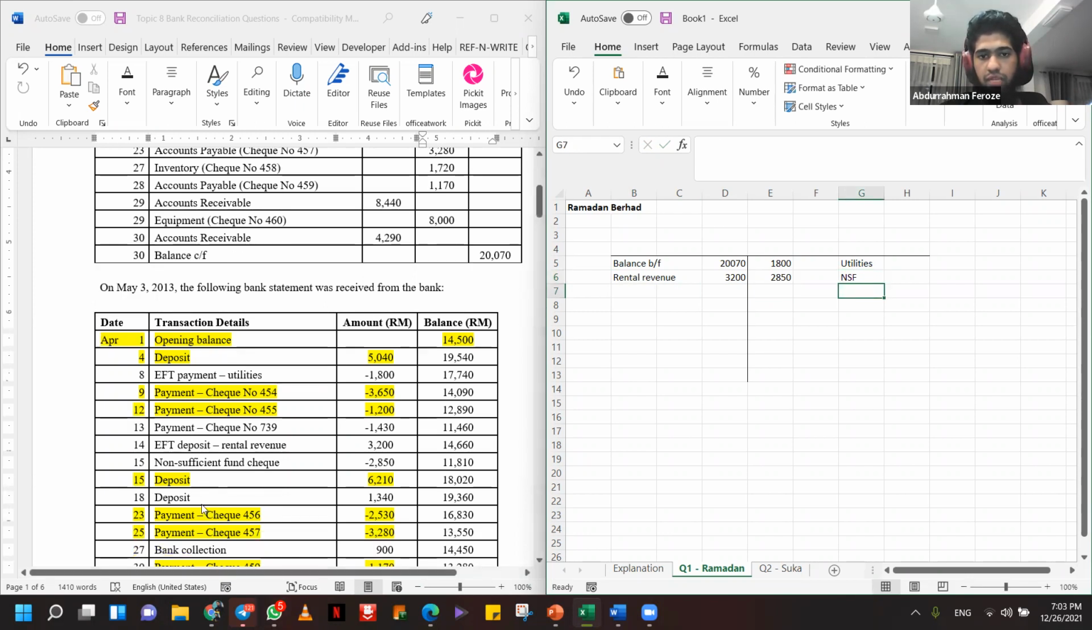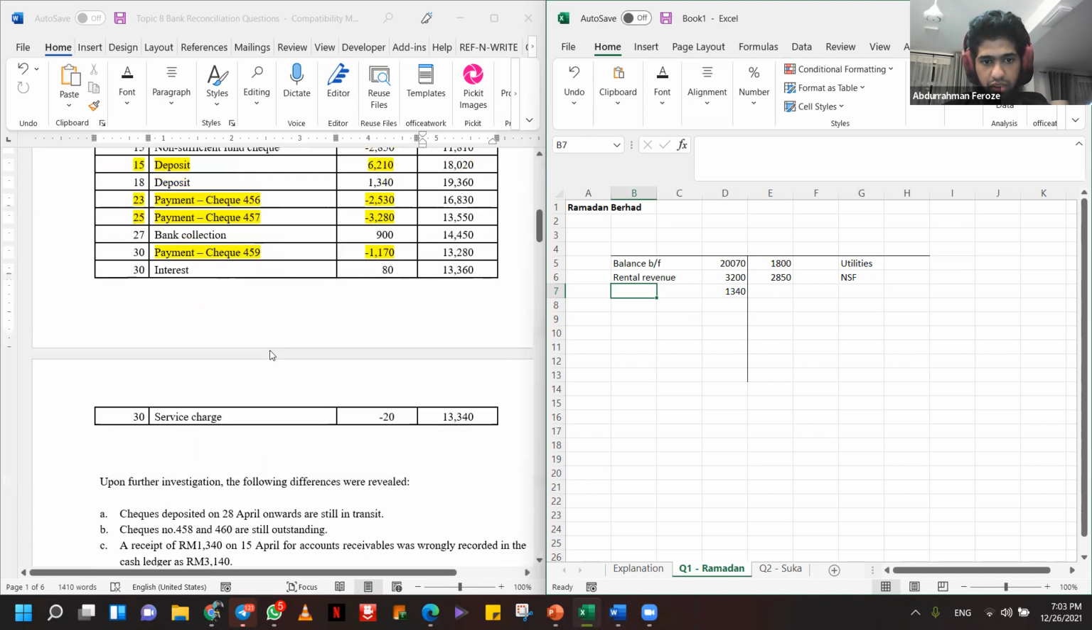And then on April 18th, we have a deposit of 1,340, which should be debited, right? They have not told us what it is, right?